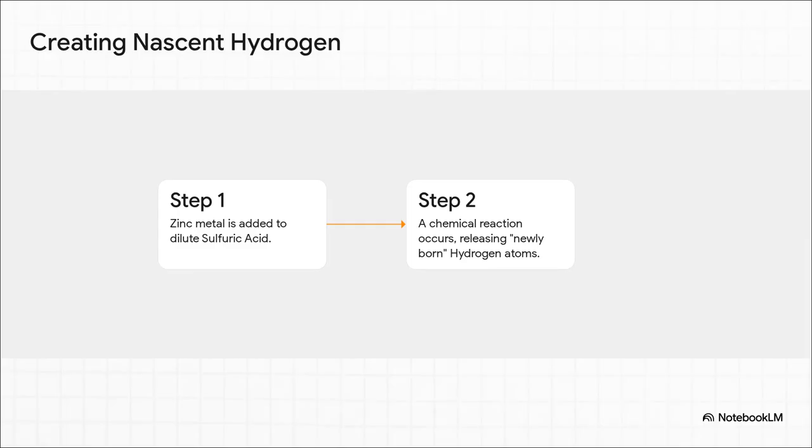And you might think making this super reactive form is really complicated, but it's not. It happens in a really basic lab reaction. You just drop some zinc into sulfuric acid, and the reaction starts freeing up individual hydrogen atoms. For just a split second, before they can find a partner and form stable H2 gas, they exist in that nascent state, super reactive and ready to get to work.